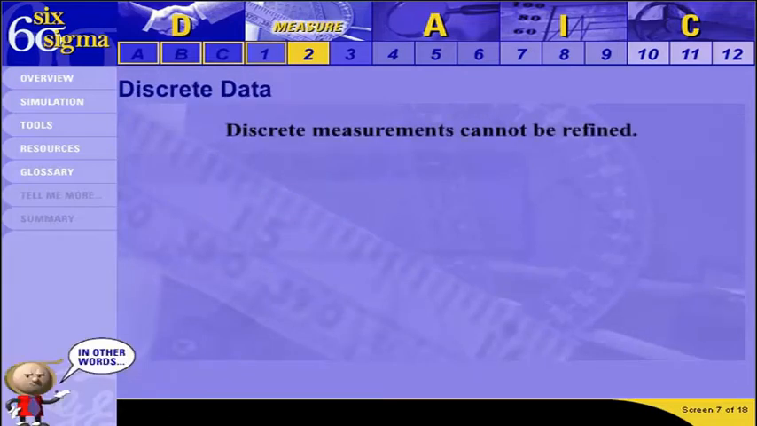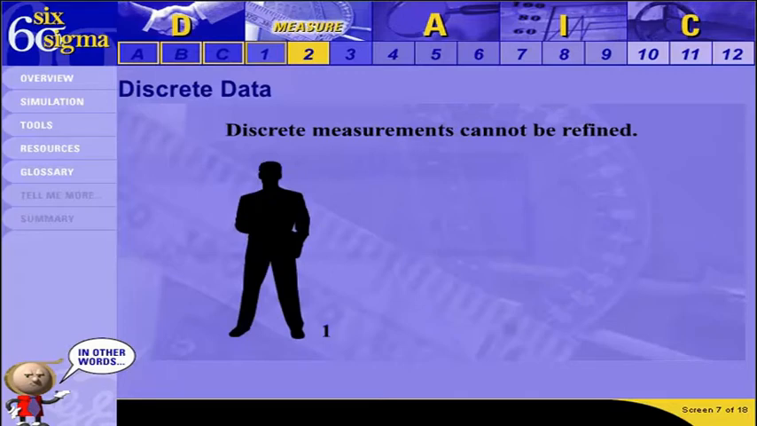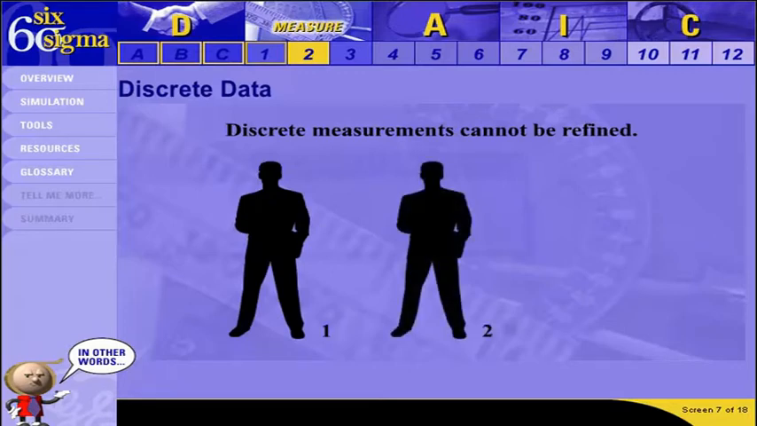Discrete values can only vary by a finite amount, which cannot be further subdivided. For example, counting the number of people that walk into a room in an hour is collecting discrete data because 1 is the only unit of measure for a person. A half person couldn't walk in, right? Looks like Siggy has another way of explaining this concept. Click on In Other Words to hear from him. Then click Next to continue.